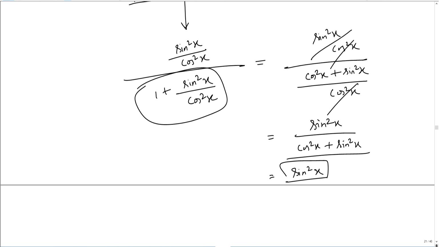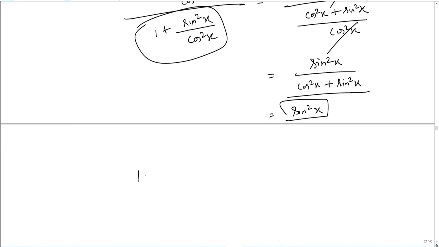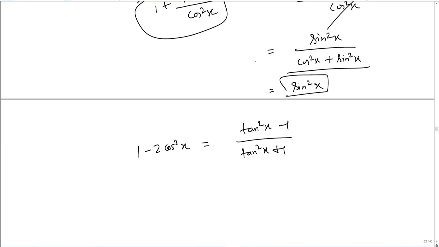Okay. What else? Let us try something more. Let us try these. 1 minus 2 cos square x is equal to tan square x minus 1 divided by tan square x plus 1. Okay, we will try to solve this one now.